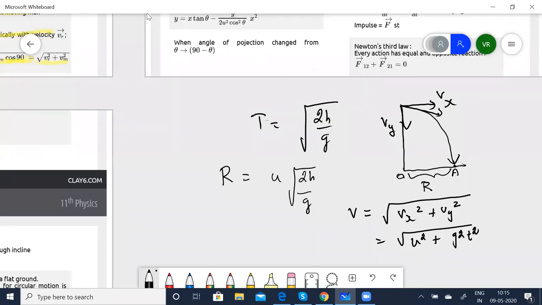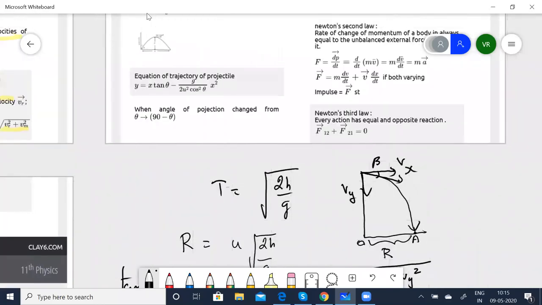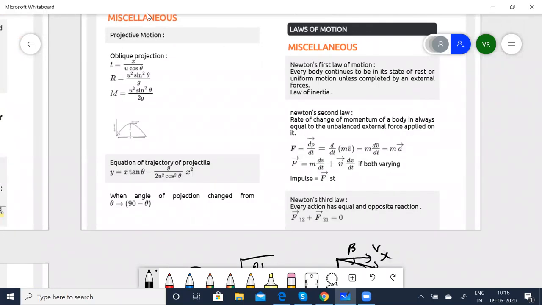Remember that. And of course, suppose this angle is beta. Then tan beta is given by gt by u, y by x. Or beta is equal to tan inverse of gt by u. Is it clear? Now coming to the oblique projection.